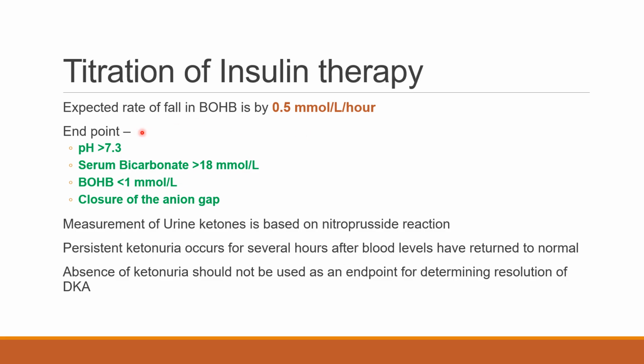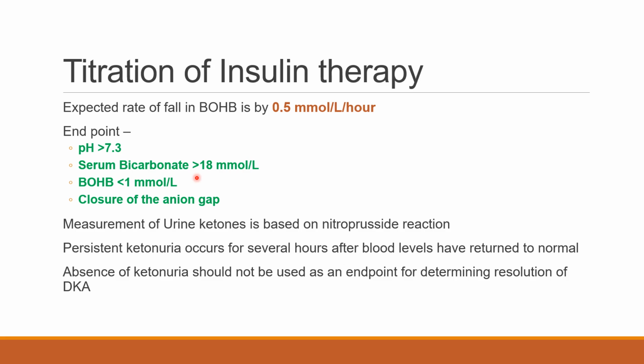And what is the end point? When do we stop the insulin therapy? We have to stop the insulin therapy when acidosis and ketosis have been corrected. That means pH is no longer less than 7.3, it is more than 7.3. Bicarbonate has become more than 18 millimole per liter. The blood beta hydroxybutyrate has become less than 1 millimole per liter, and there is closure of the anion gap, because diabetic ketoacidosis is a known cause of high anion gap metabolic acidosis.